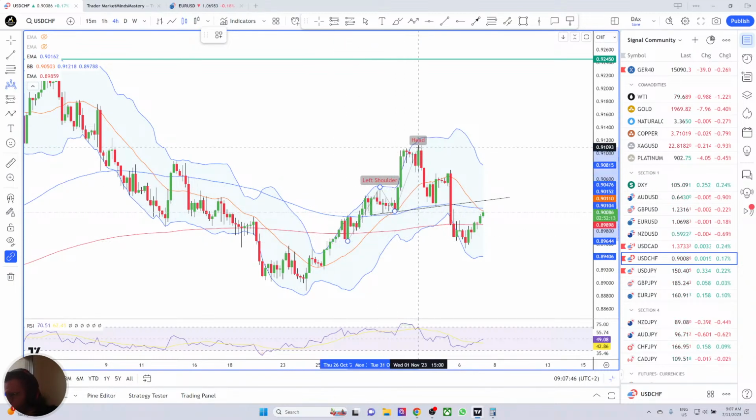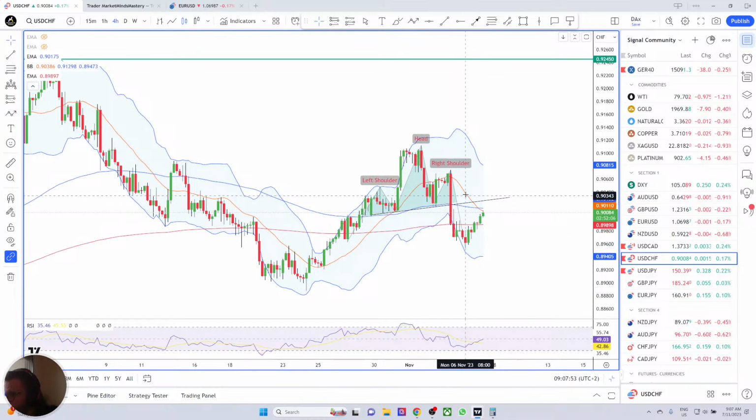So left shoulder there, the head up there, the right shoulder there, and we expect the price to find some rejection around the neckline, so there's still room for the price to move, and we will be looking to get involved to the downside as well.